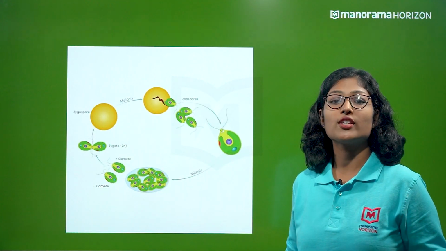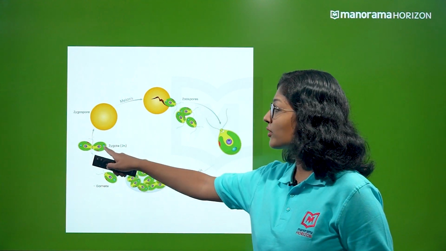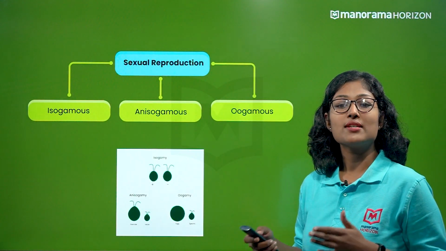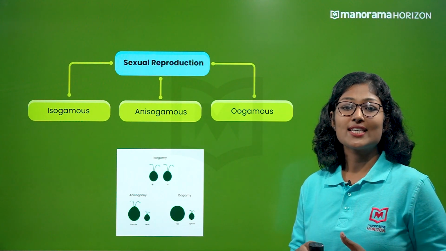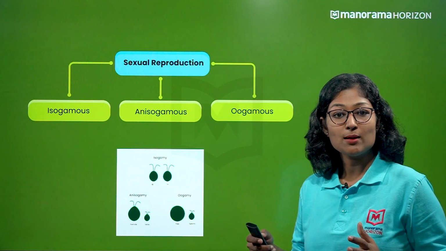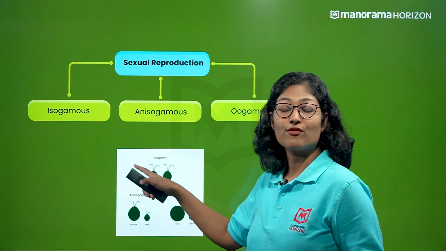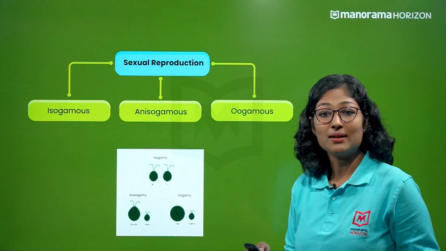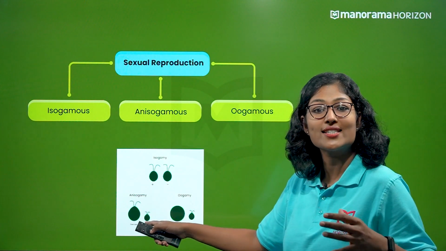The fusion of two gametes is seen in the sexual mode of reproduction, that is, formation of a zygote. Here we can categorize them into isogamous and anisogamous or oogamous reproduction. The gametes can be flagellated or non-flagellated. If the gametes are of the same size, then the process will be isogamous. Both the male and female have got the same size. And the fusion of two dissimilar gametes is termed as anisogamous. This is an anisogamous image. That is, the female has got more size than the male.